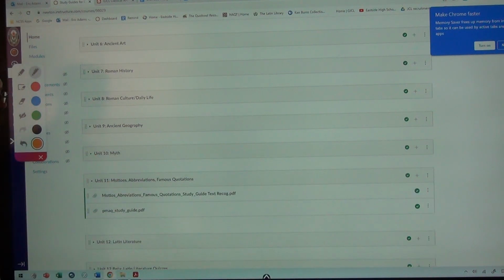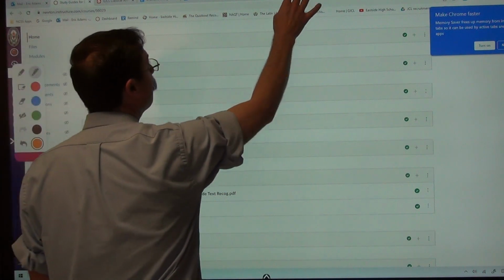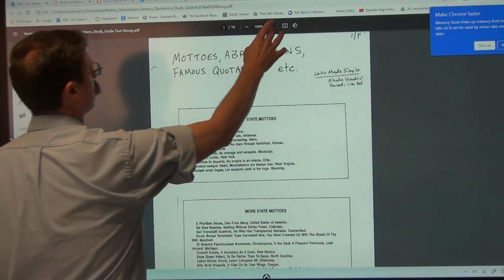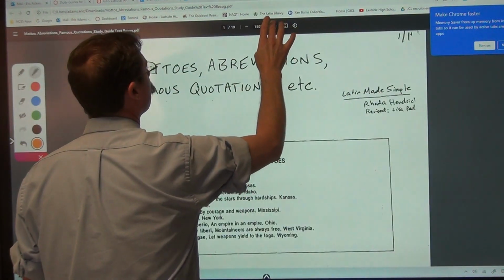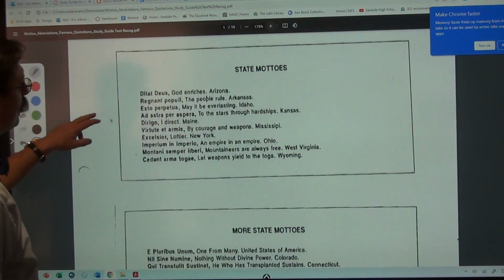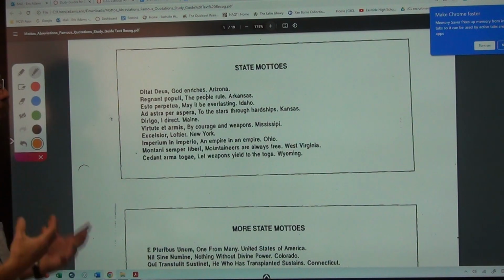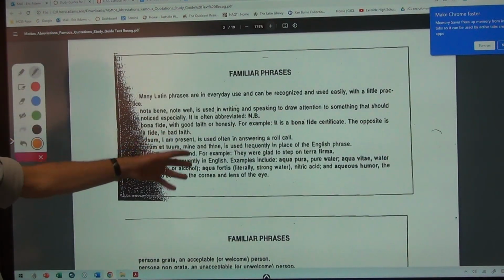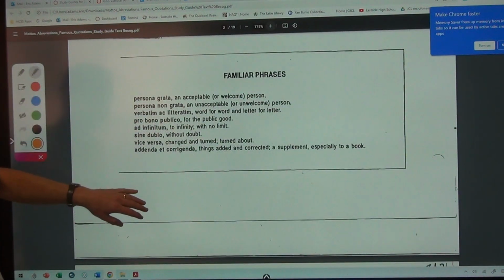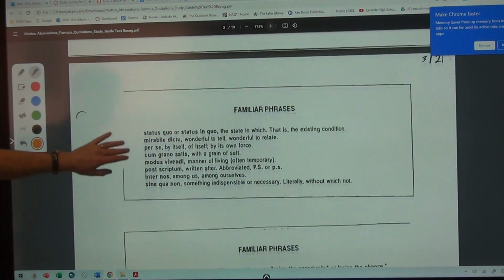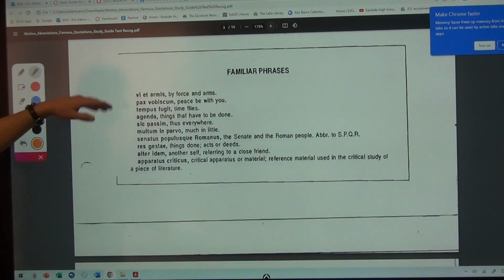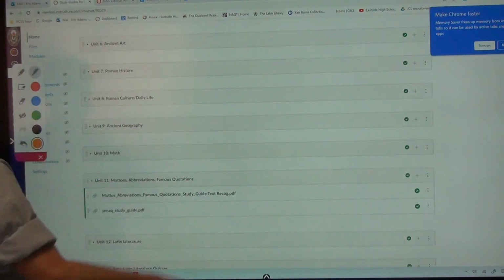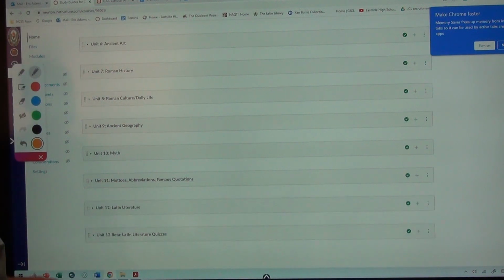Mottos, abbreviations, famous quotations, and the like. Essentially, this comes down to just sheer, unadulterated memorization, which of course all of it is, but this one you have to really try and come up with your own ways to try and remember which state motto is which state motto, and so it's mottos, familiar phrases, sorry about the copy quality, that is in Latin that you of course come across and see, and so forth and so on. So all of that obviously is there if you wish to study it and just sheer bulk memorization.